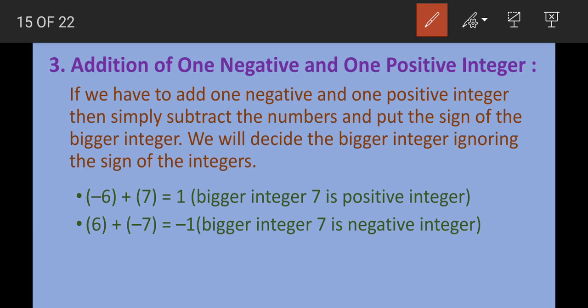We have to add plus 6. First number is positive and we are adding a negative integer, that is minus 7. So what to do? Same step, we subtract, that is 7 minus 6, and we are getting 1. But the bigger number here, 7, is negative, so we put a minus sign before the result, and it becomes minus 1. In this way you have to add one positive integer and one negative integer. First step is to subtract and put the sign of the bigger number.